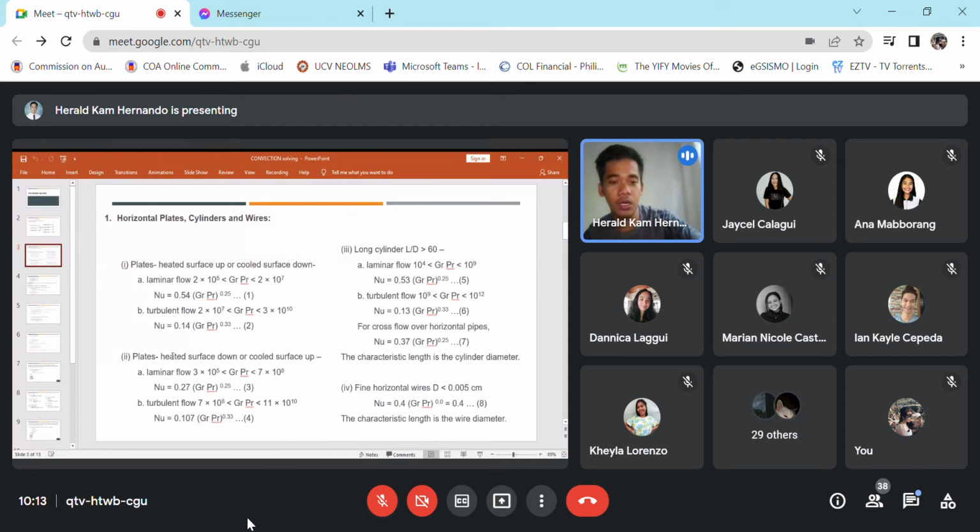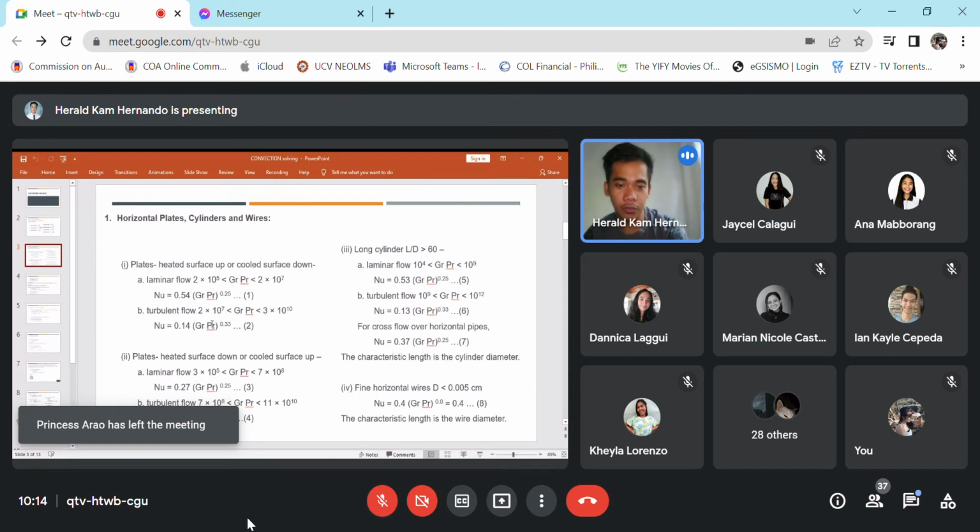And if you are computing for plates heated surface down or cooled surface up, we have different equations to consider. So, yan. From 0.54, magiging 0.27. And from 0.14, magiging 0.107. Also, if you are considering long cylinder, and computing for laminar flow and turbulent flow, magkaiba na naman.